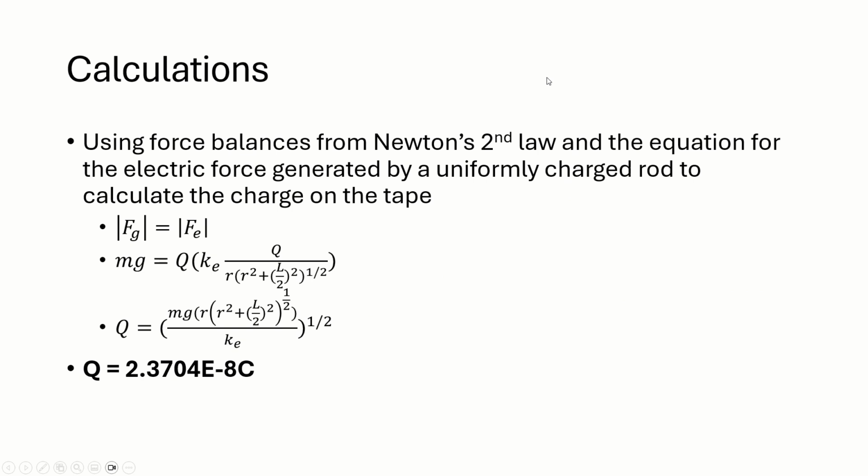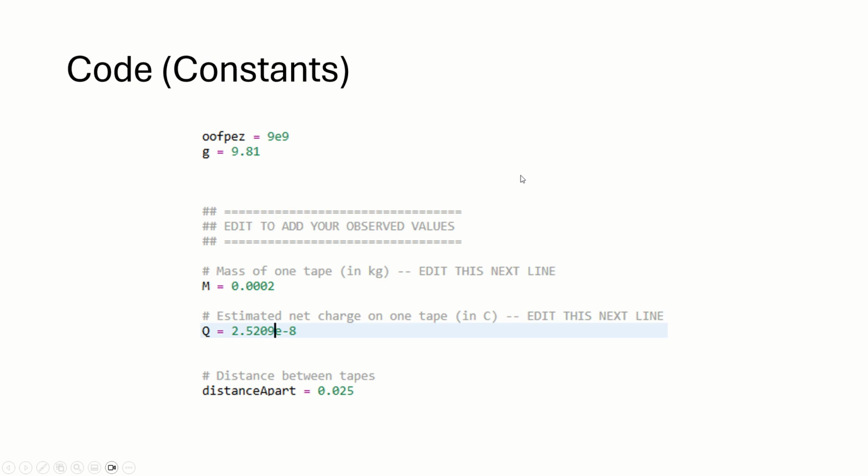Some calculations. So to round off the experimental side of this, we of course had to calculate the charge. Quite simply, we just used Newton's second law to balance the gravitational and electric forces, and then substituting in with the Q times E external, we were then able to determine experimentally the charge of the tape.